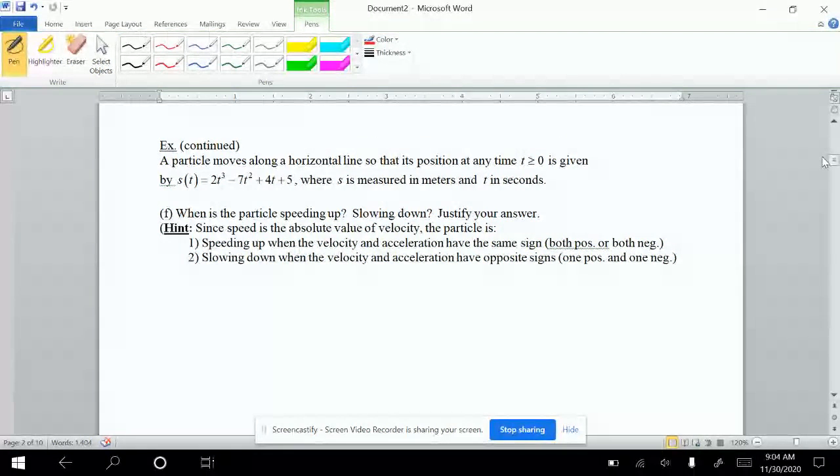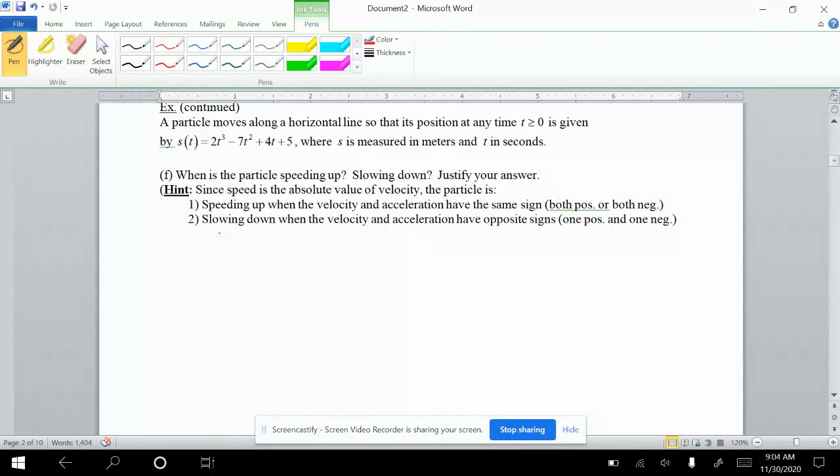Again, we have the same equation, we're given in meters per second. It says in part F, when is the particle speeding up, slowing down, and we need to justify again. And they give us a hint, which is actually pretty helpful. It says, since speed is the absolute value of velocity, the particle is speeding up when the velocity and acceleration have the same sign, and slowing down when velocity and acceleration have opposite signs. So that's actually going to be part of our justification because that's how we know when certain things are happening.